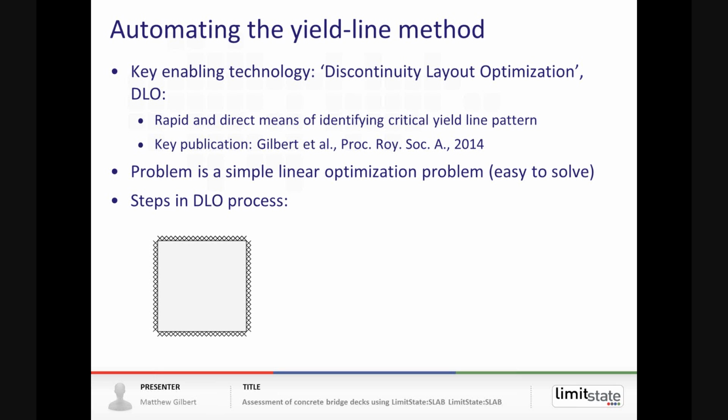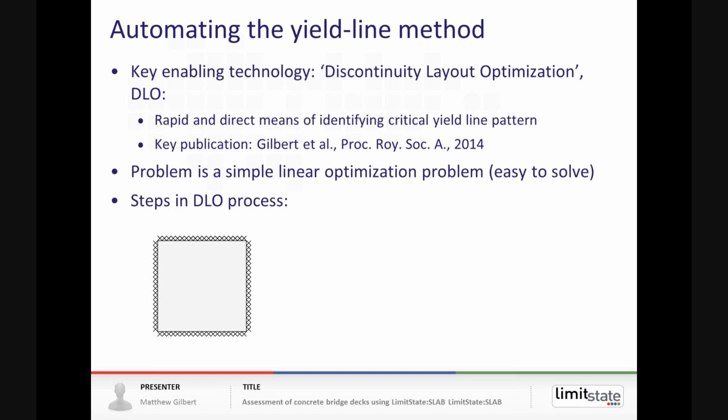What we've used is a technology called discontinuity layout optimization, or DLO. This provides a rapid and direct means of identifying the critical yield line pattern. The technique was published in a journal paper in a well-known science journal, Proceedings of the Royal Society A, last year. And it turns out, when you use DLO, the problem of finding the critical yield line pattern is a simple linear optimization problem, which modern PCs are very well equipped to tackle.